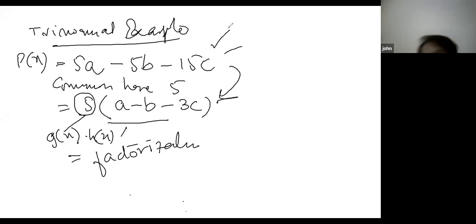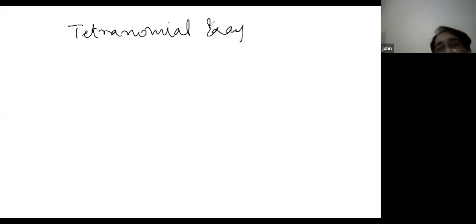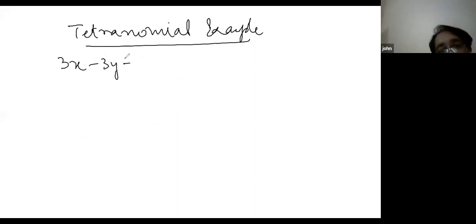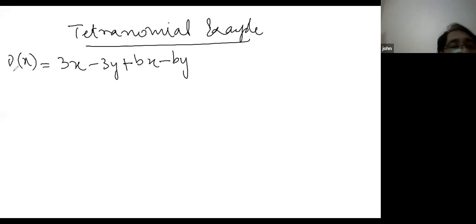I will explain some more examples. Let me explain an example of a tetranomial. This is an example of a tetranomial. Why am I saying it's a tetranomial? It could be like this: 3x minus 3y plus bx minus by. So we can say, from my own side, it's P of x. This is a polynomial. Now we have to make its factors. We are changing into factor form.